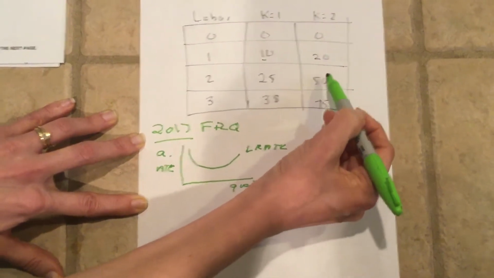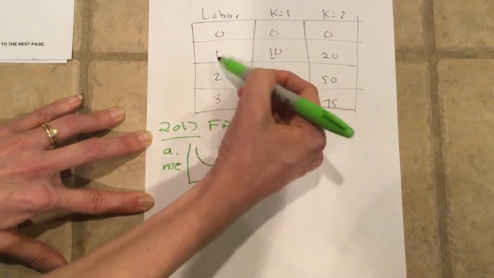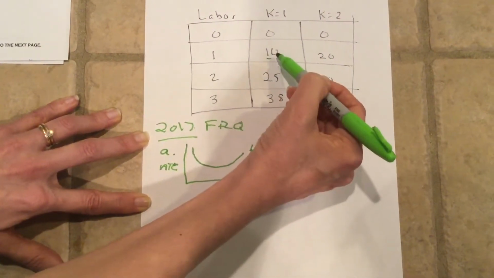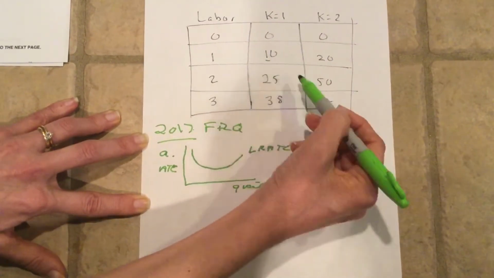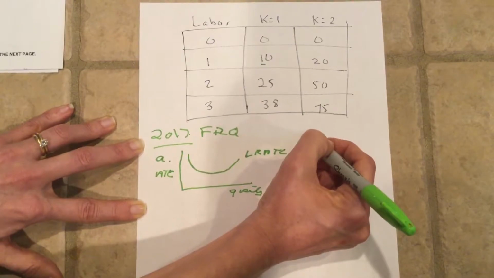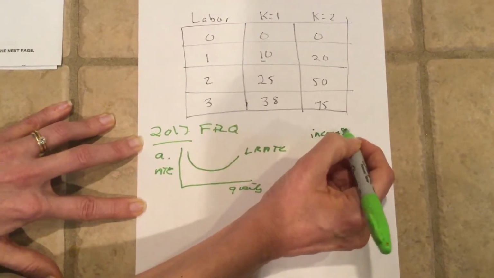I actually am increasing my output much, much more than just doubling. If I was doubling, I'd be at 20, but here I have 50. So this is definitely economies of scale. I can note that this is definitely economies of scale or increasing returns to scale.